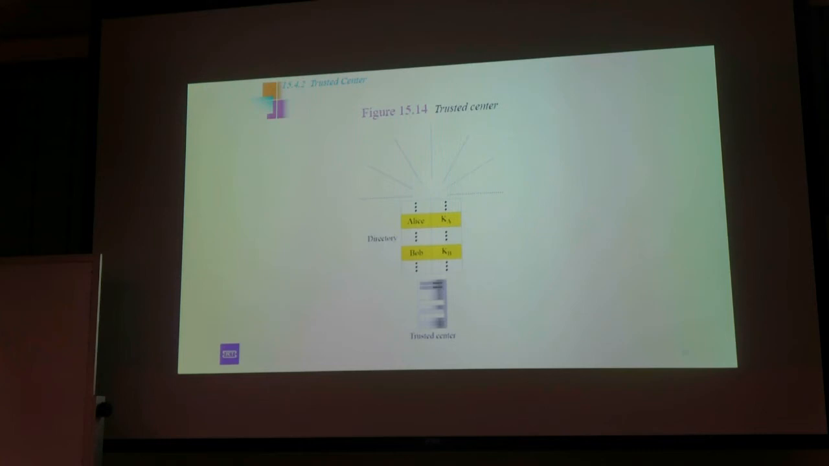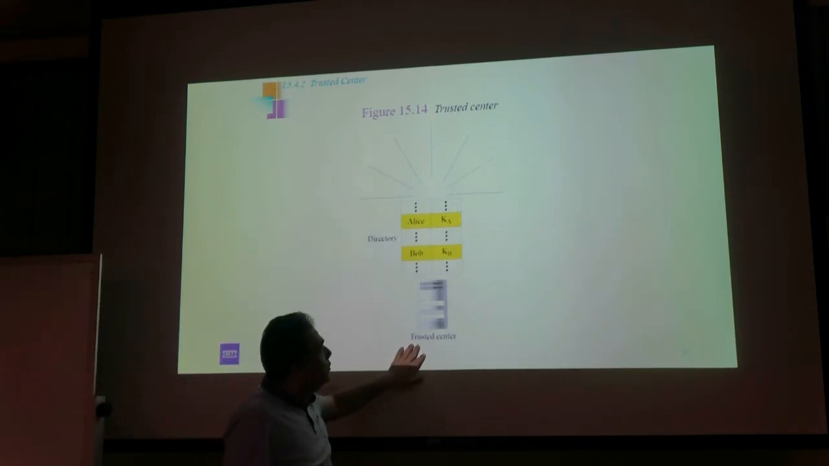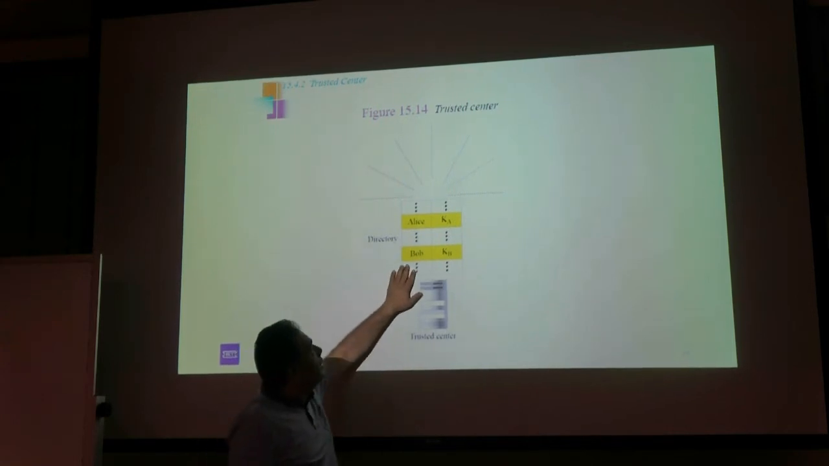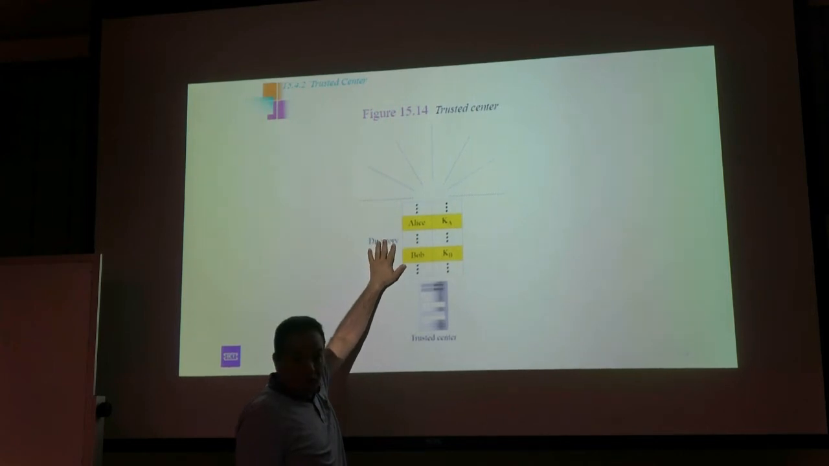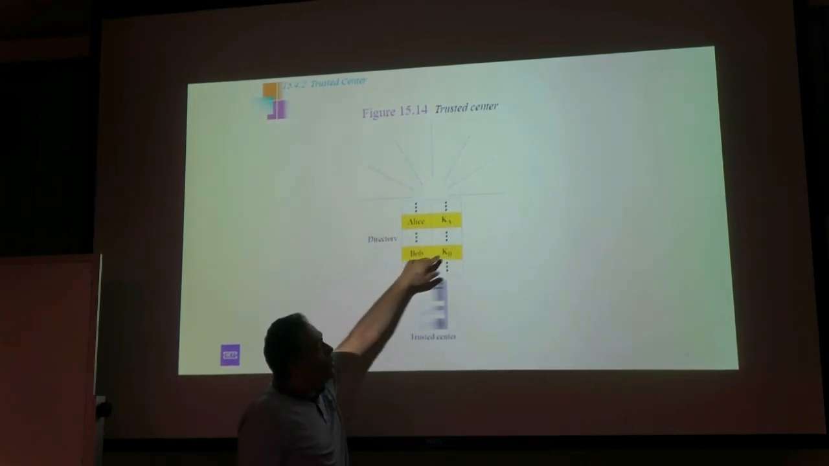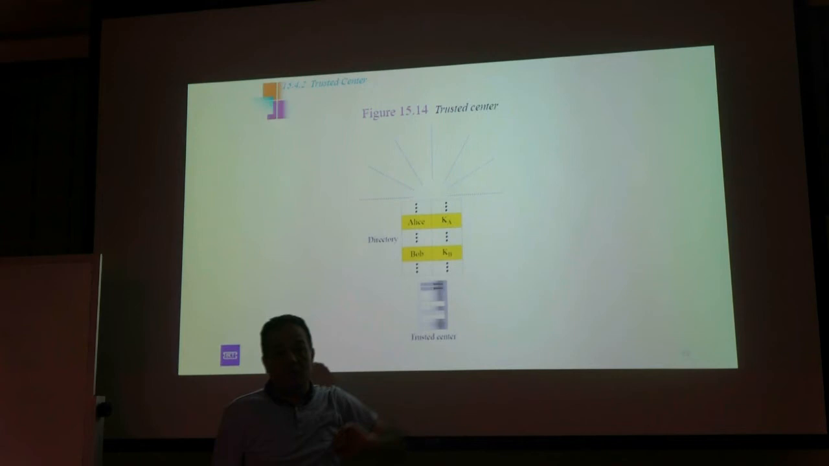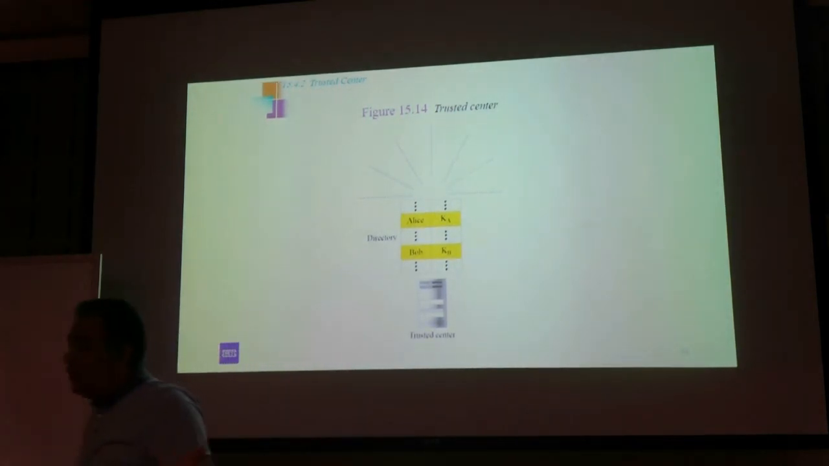So basically, we have a trusted center, which has a table, a database, a directory of users with their public keys.